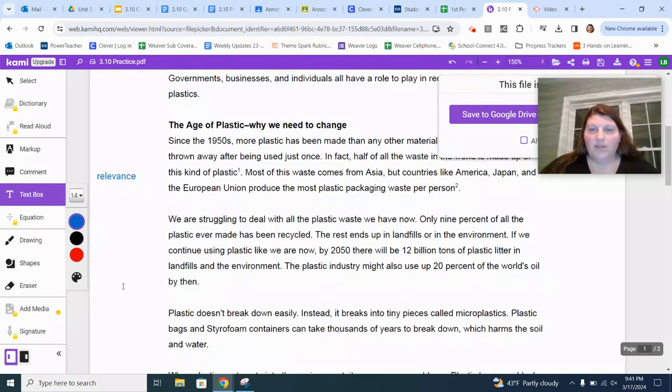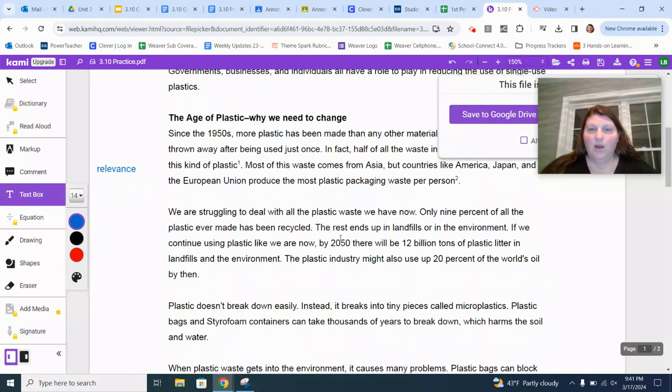We also see an appeal to emotion here. By 2050, there will be 12 billion tons of plastic litter in landfills and the environment. And the plastic industry might also use up 20% of the world's oil by then. So the writer is using facts and logic here, but it's also working to appeal to the emotions of the audience because they should be surprised by this and kind of worried about what this might look like in the future.